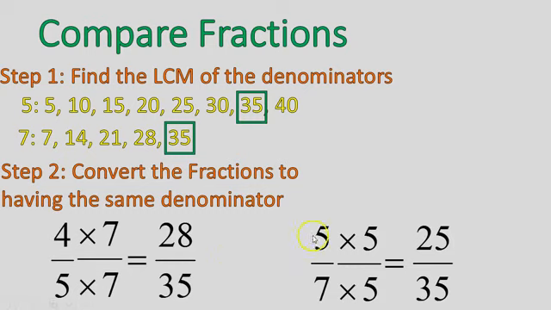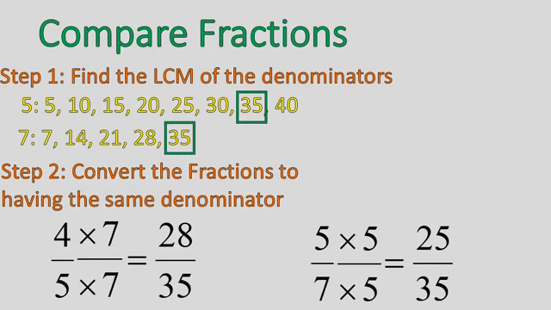Again, if you were asked 5 out of 7 equals what out of 35, you'd do the same thing. Just make sure that you're multiplying the top and bottom of the fraction times the same number, and you can convert between them. Okay, that's kind of the first step. But when we're asked to compare these fractions, 28 out of 35, 25 out of 35, we know this one is larger. 28 is larger than 25, so therefore 4/5 is larger than 5/7. And that's how you can compare fractions using this method of finding the same denominators.